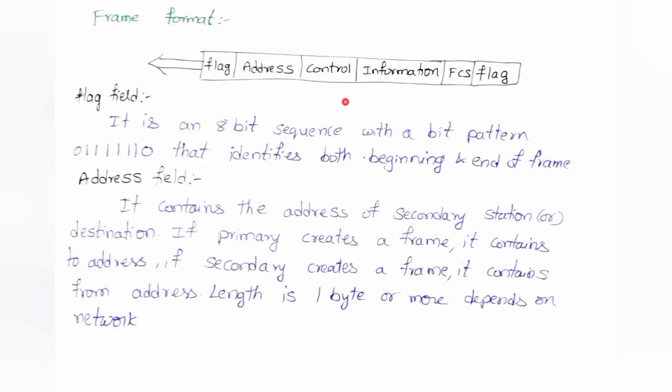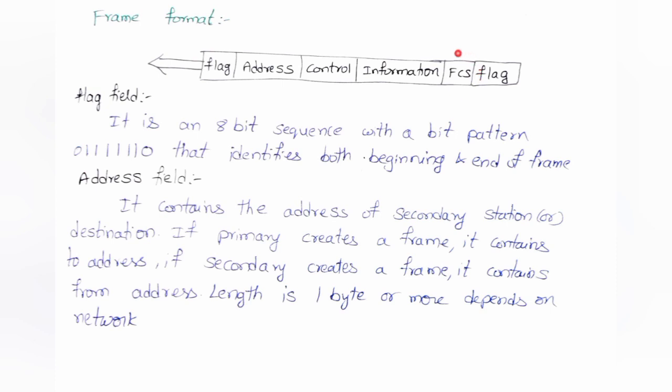So next one is the control field. It is used for both flow control and error control mechanisms. And the information field contains the user's data, the actual data that the user wants to transfer to the station. So it contains the user's data or network management information. Here the length can vary from network to network.